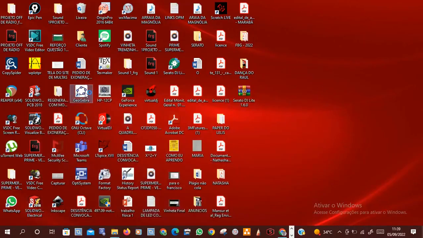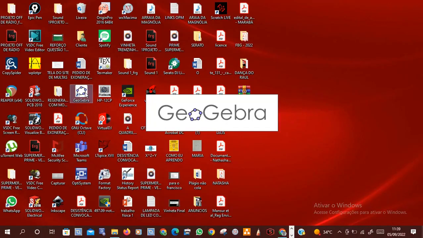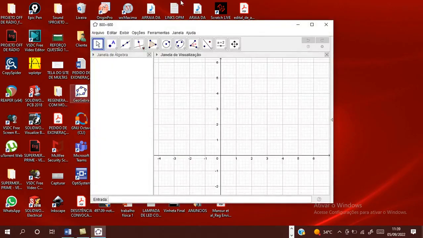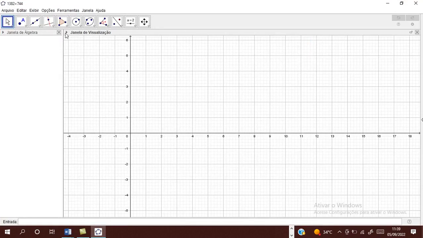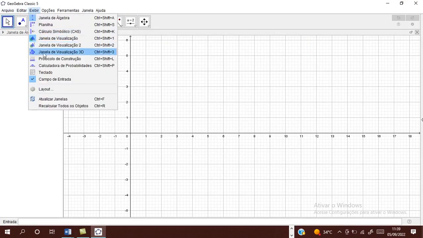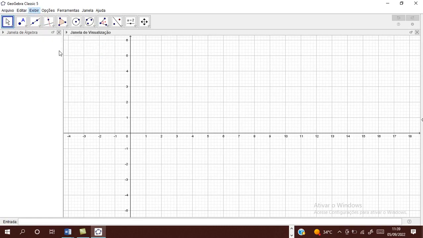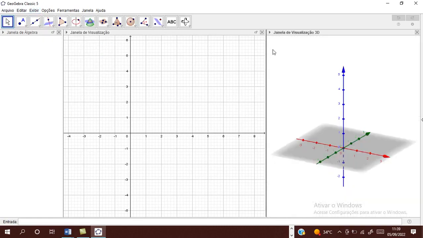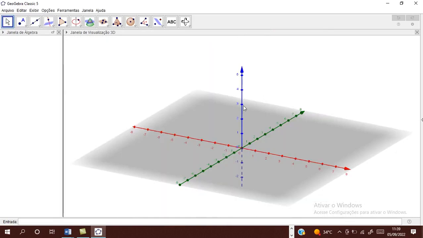I'm going to open GeoGebra here. People will have to use GeoGebra 3D because it is a 3x3 system. Let's do the graphical representation first, and then we find the solution. When you open it, it opens in 2D. Come here in View, the 3D window, and it will open the 3D visualization window. I'm going to close 2D and leave only 3D.